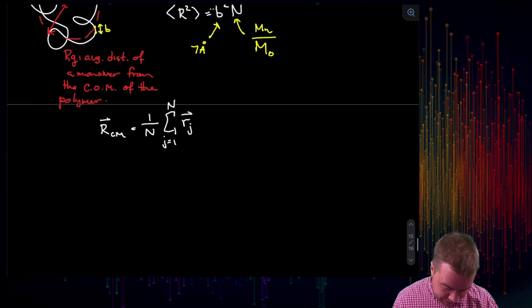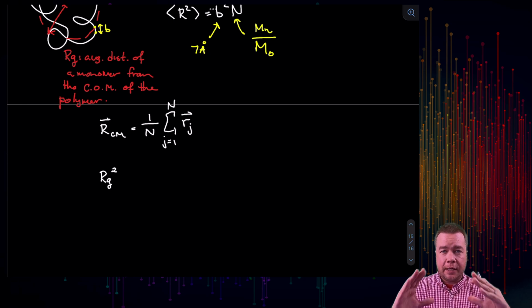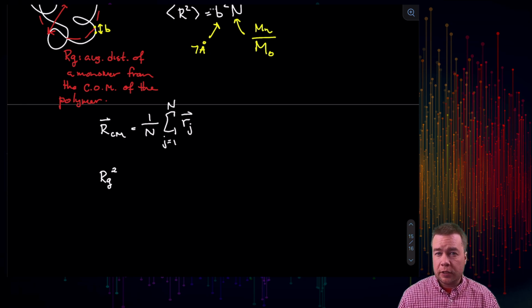Okay, so that's the first step. And then the second step, I know that I would calculate RG squared, because the mean value of RG is going to be 0 for exactly the reason that the mean end-to-end distance is 0.